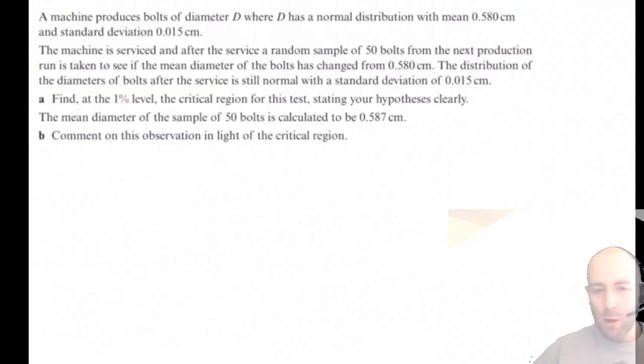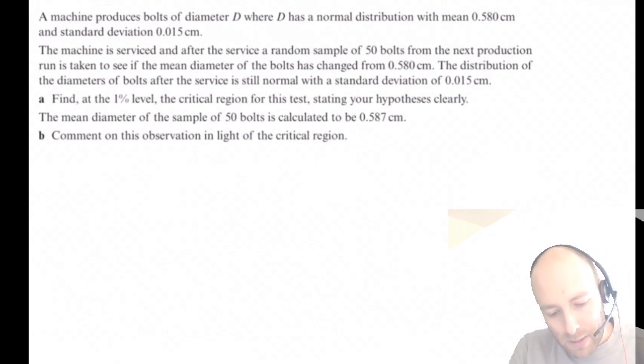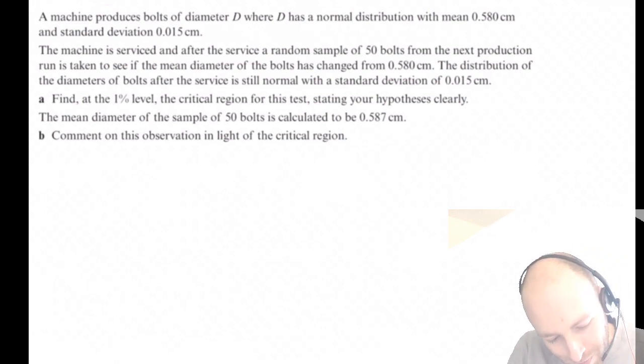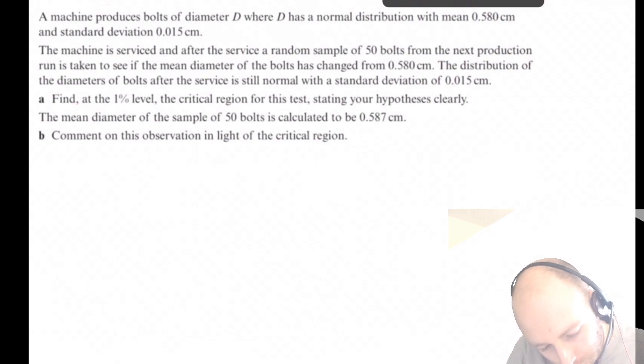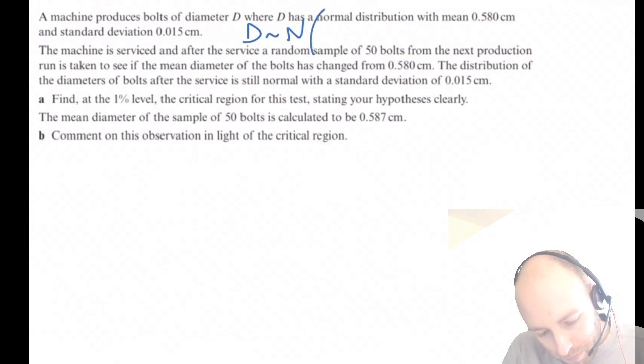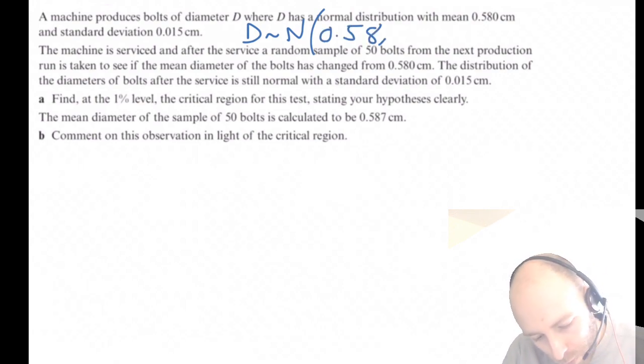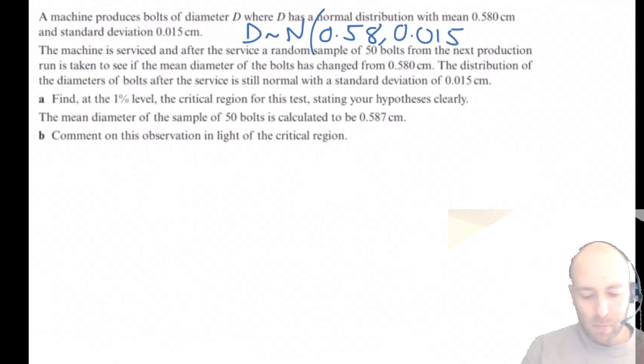So this is a more common style of question. In this one, we are asked to actually find the critical regions. A machine produces bolts diameter D, where D has a normal distribution of mean 0.580 and standard deviation 0.015. So let's turn that into a distribution. D, normal distribution, mean of 0.58, and a standard deviation of 0.015, which I'm going to write squared because that's the variance.